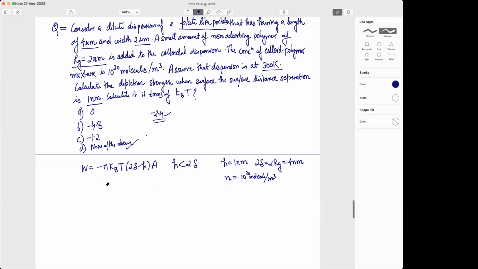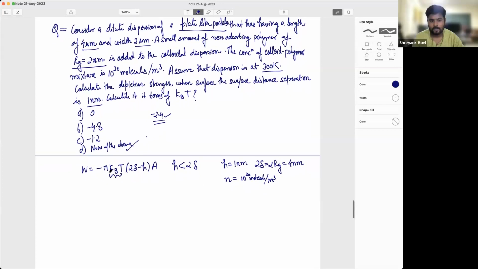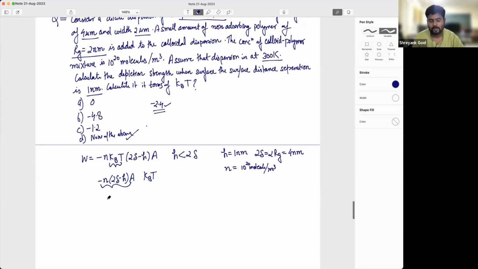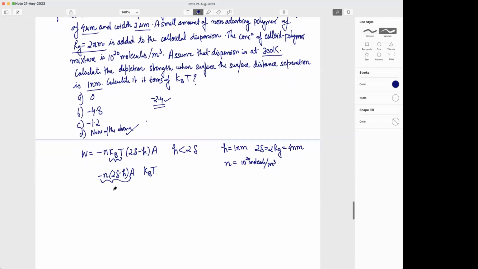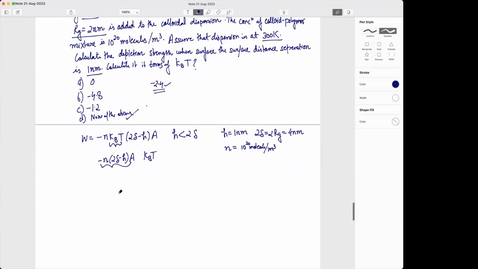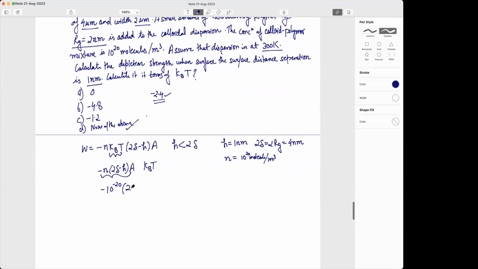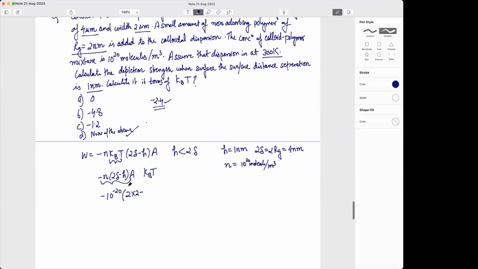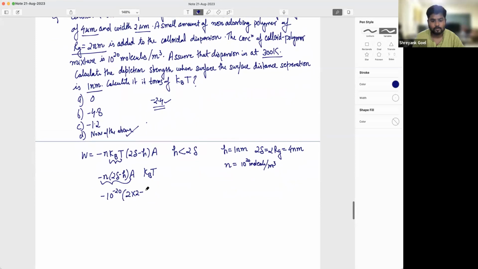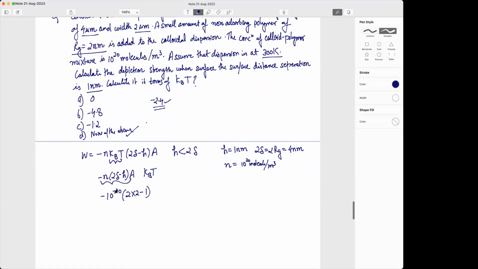Okay, so we have to find it in terms of kBT, so we'll keep it aside. So minus n into (2 delta minus h) into A into kBT. So we have to find just this factor. And n is 10 to the power minus 20? Minus 10 to the minus 20? So 10 to the power 20 it will be. So n equals 10 to the power 20 and not minus 20. Yes, sir.